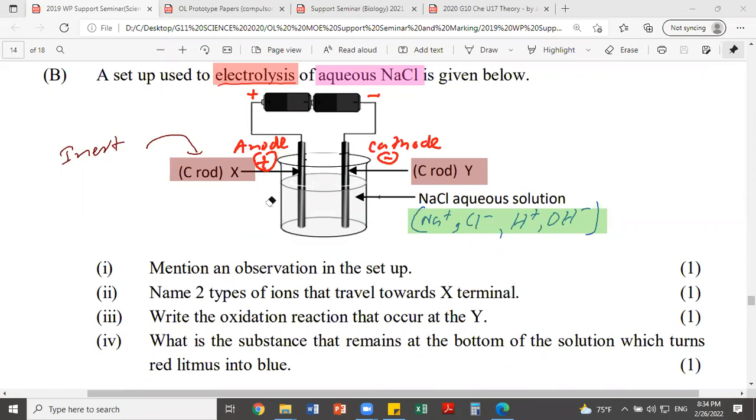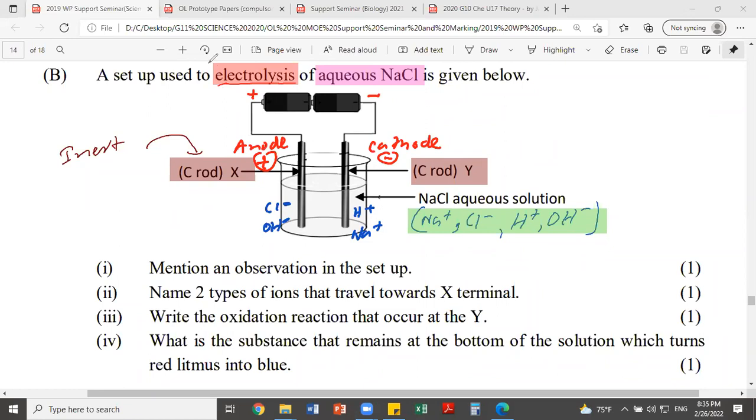Okay, are you all writing? Please write that. Separate the ions towards the positive: the Cl minus and OH minus, chloride and hydroxide ion. The other side, what ions get attracted? Na plus and H plus. That is the third step. Na plus and H plus. Okay, now the last step.